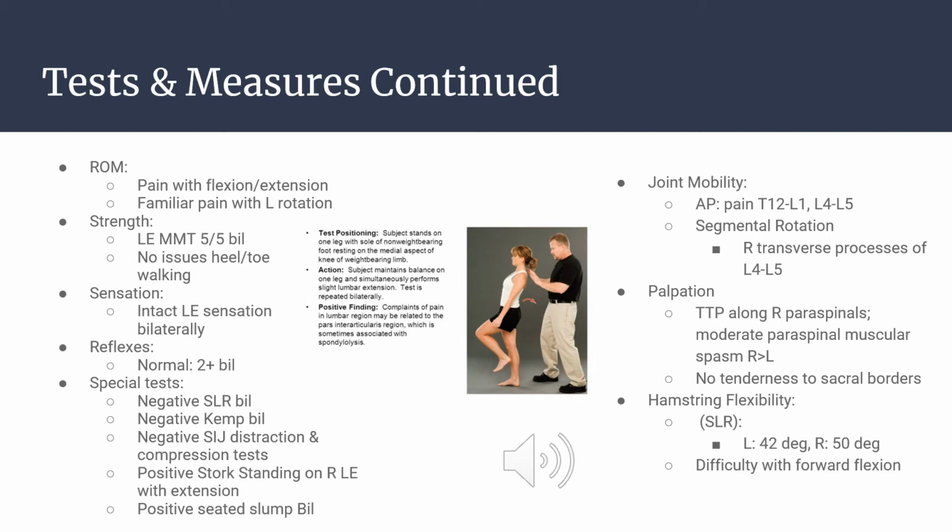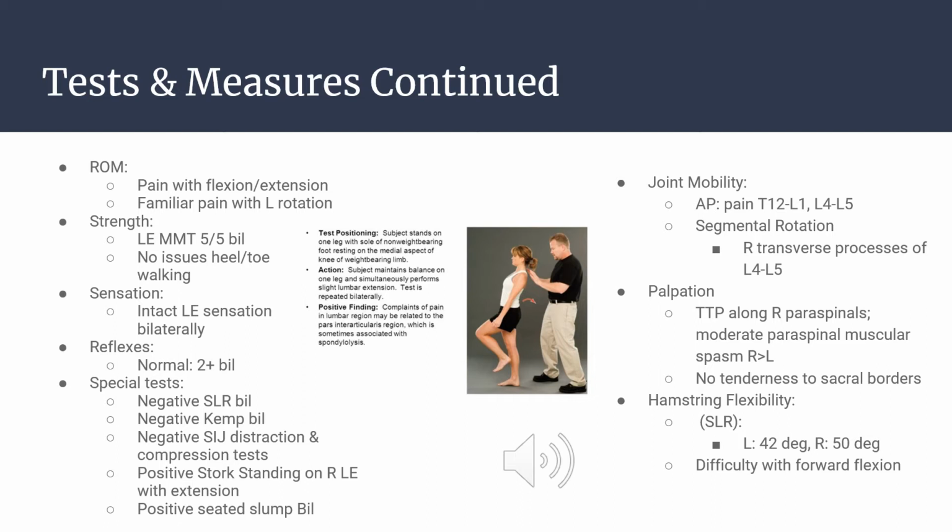If we look at joint mobility, he did have some pain with T12, L1 AP glides and L4, L5 as well. And when we look at segmental rotation, he did have some pain with rotation on the right transverse processes of L4, L5. If you look at palpation, he was tender along his right paraspinals more than the left, with moderate paraspinal muscular spasm. He had no tenderness to his sacral borders.